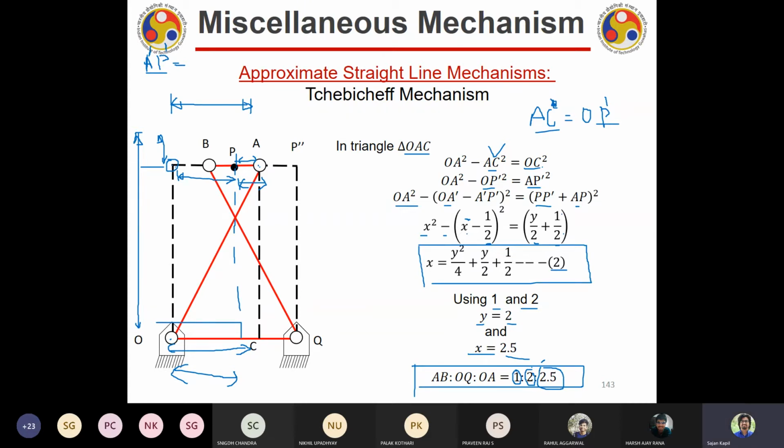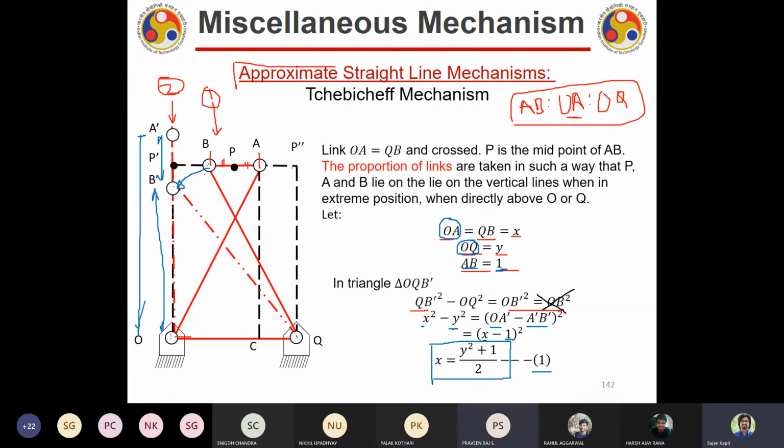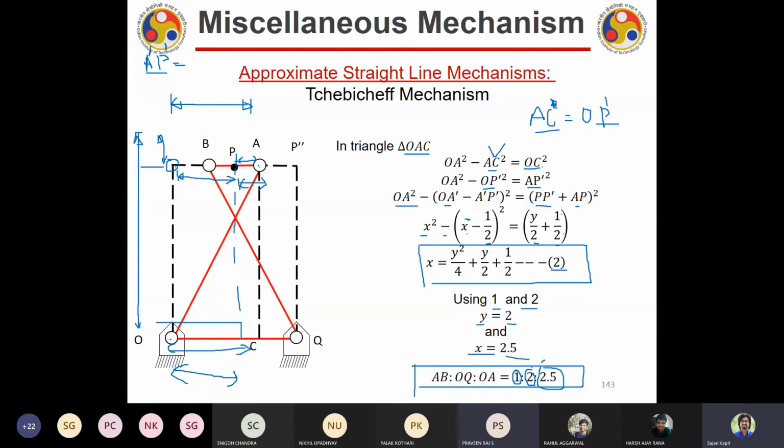You got it? Yeah, I'm getting it, sir. O and Q will overlap in that case. So y is 0 in that case. That's not really making any sense. Yeah. Thank you, sir. Sure.